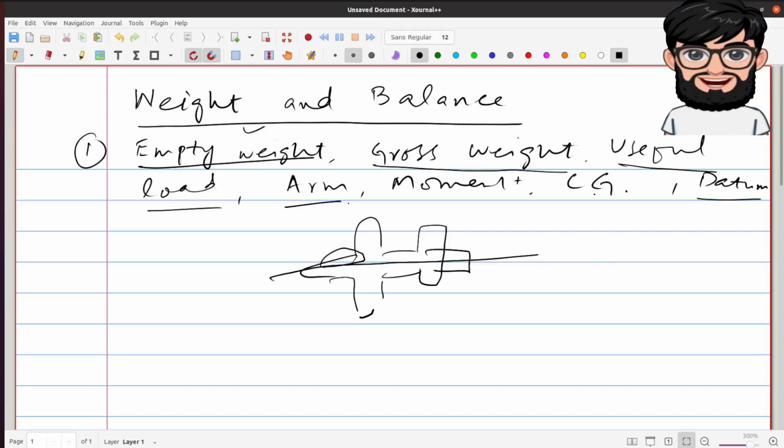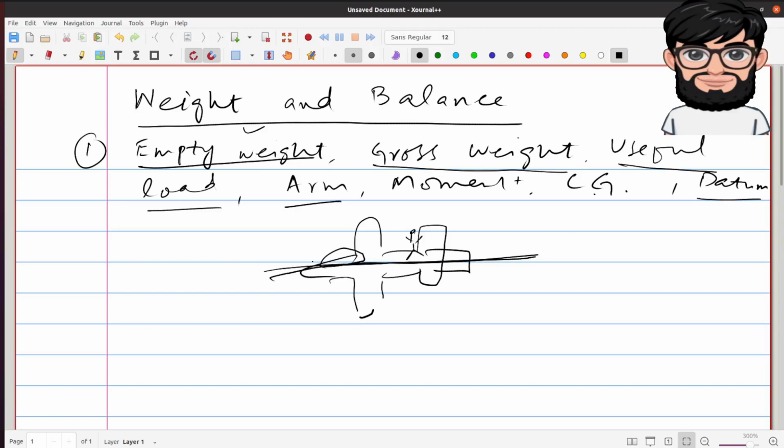What is an arm now? It's the horizontal distance in inches with reference to the datum line to the center of gravity of its item. So let's say there is a passenger here, right? I want to know what the arm of that passenger is. So the datum line doesn't change. It's an imaginary line established by the manufacturer.